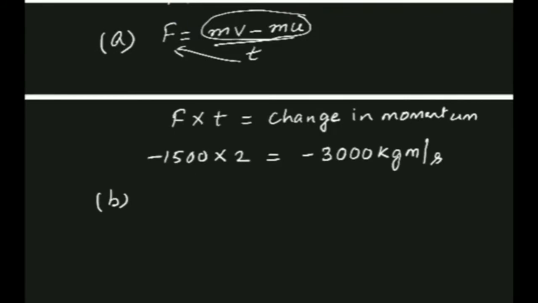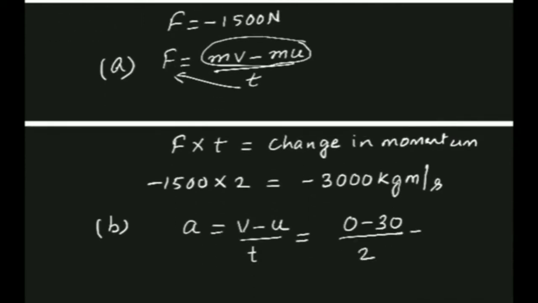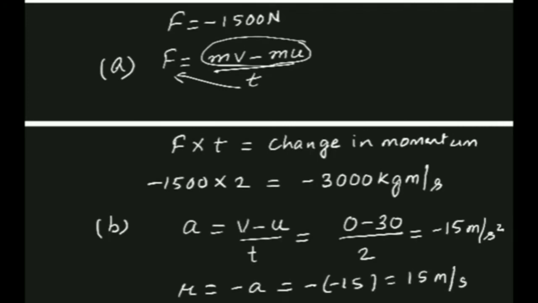Now what is the second part? Retardation. We have to find retardation. First we find acceleration, which is v minus u upon t. So what is v here? 0 minus 30 upon time 2 comes to minus 15 meters per second square. So retardation will be minus a, or you can write minus minus 15, it will be plus 15 meters per second square.